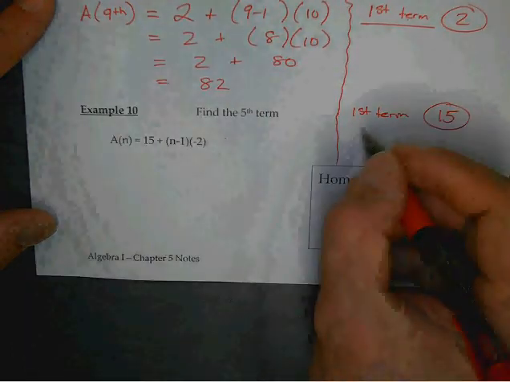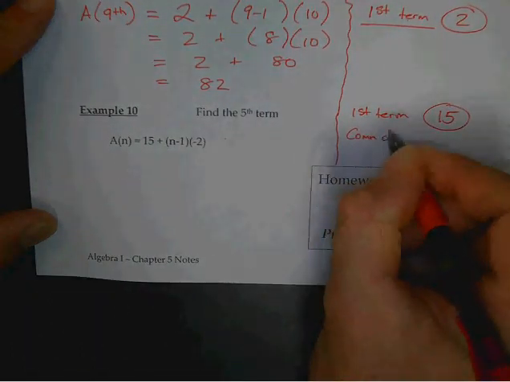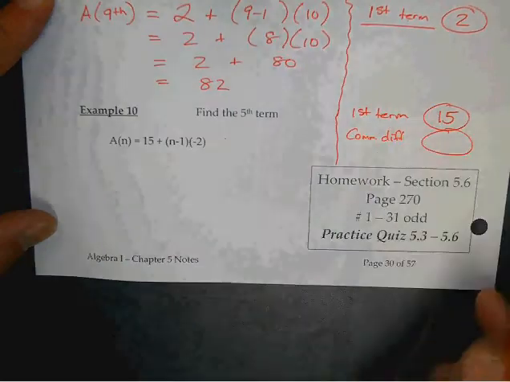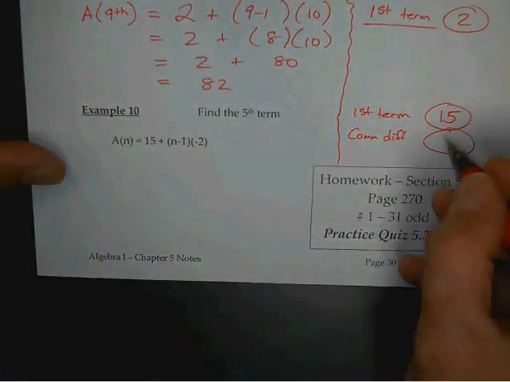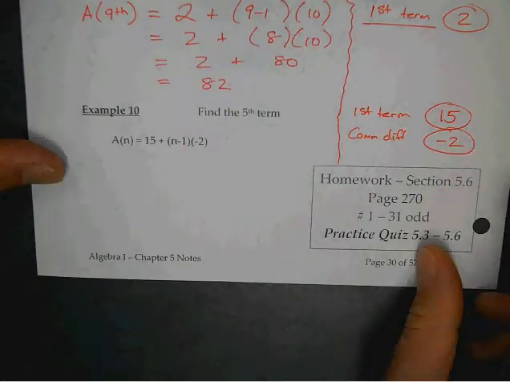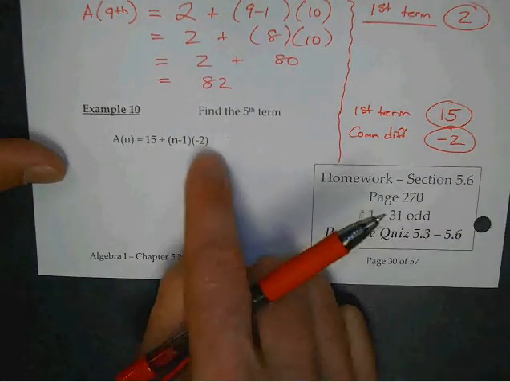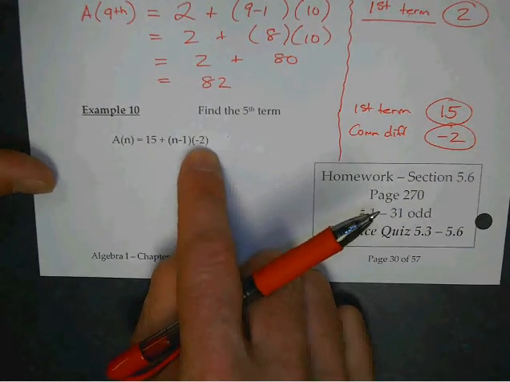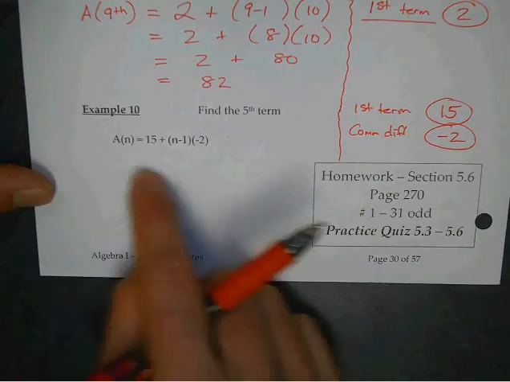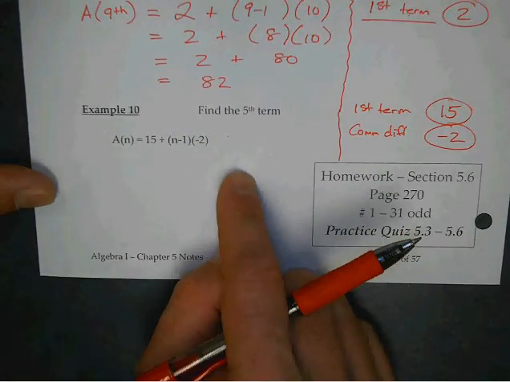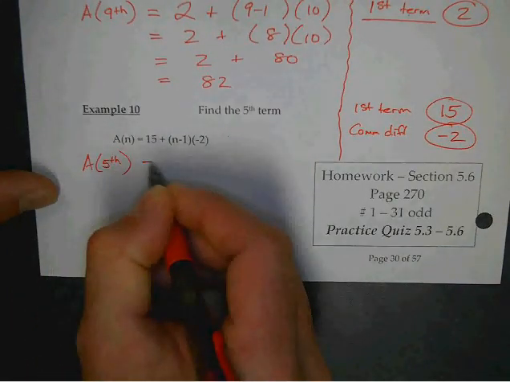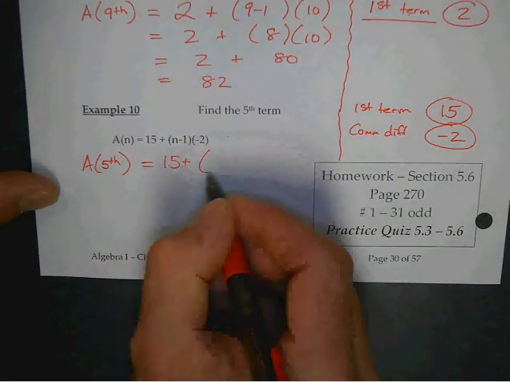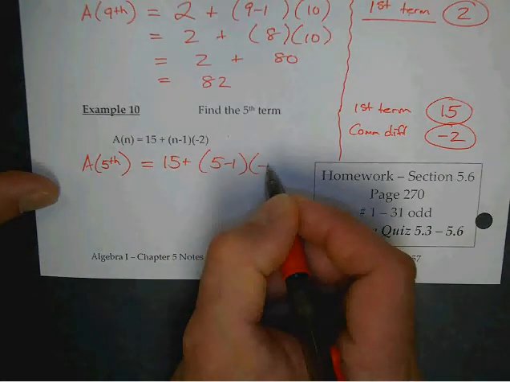Now, what is the common difference? Second question. What is the common difference of that equation? Negative 2. He's pulling it out from right here. Now, I'm not going to do the blank method. I'm going to actually do the formula method. So the fifth term, 15, 5 minus 1 times negative 2.